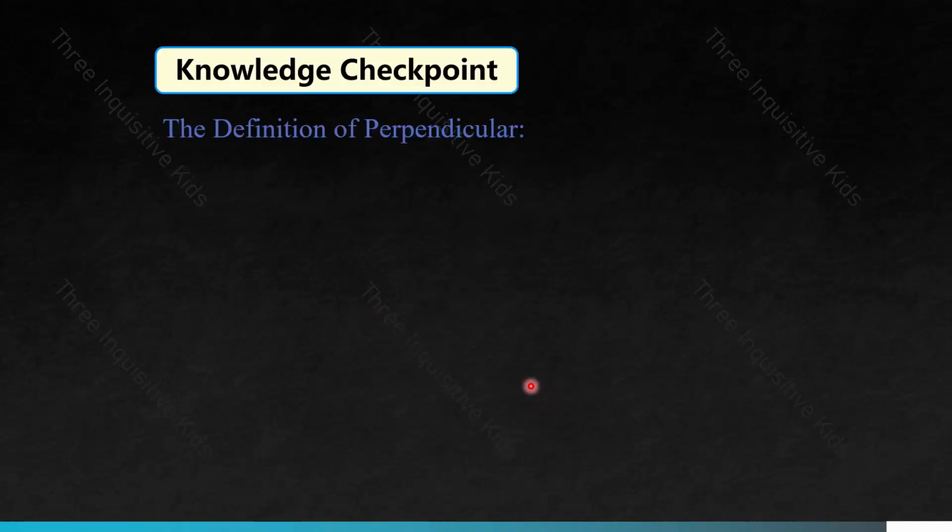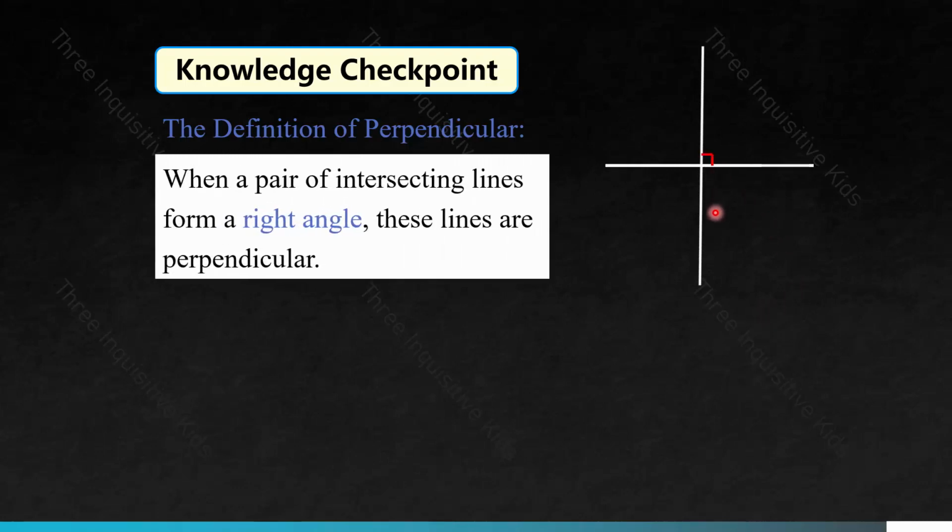Knowledge checkpoint. The definition of perpendicular. So basically, it's when two lines rotate to make a right angle. When a pair of intersecting lines form a right angle, these lines are perpendicular.